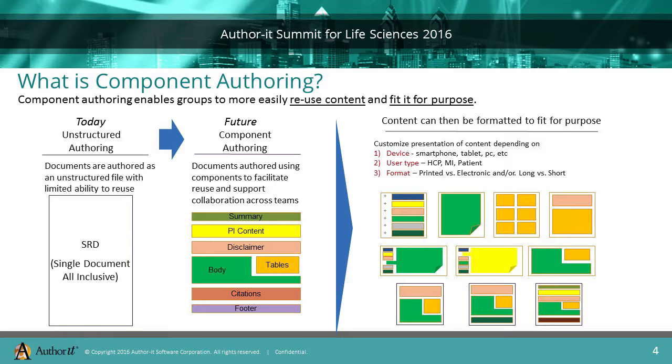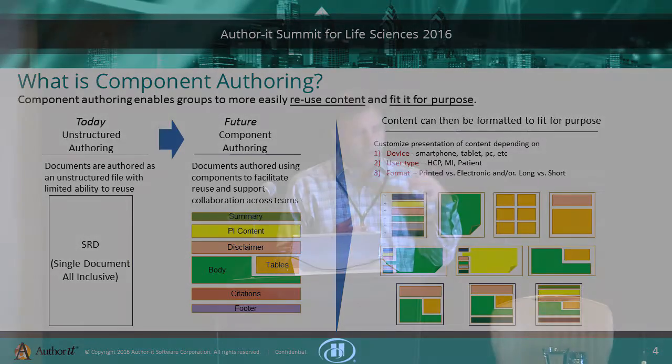In the future, with component authoring, each of these pieces will be a separate topic or a separate component. So we might have our summary separate, our labeling information separate, disclaimers, some other body text. I don't think it would be called body text. It'd be better named to make it more discoverable. Our citations would be separate. Tables are all separate.